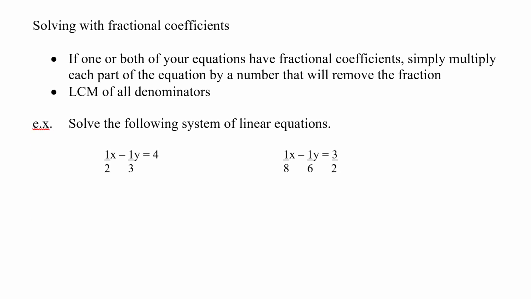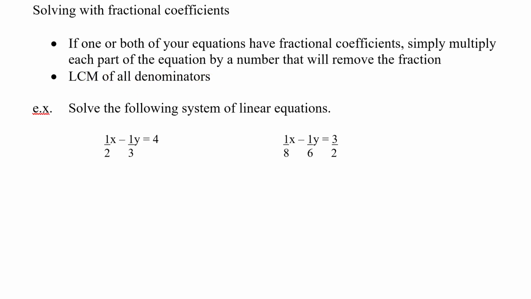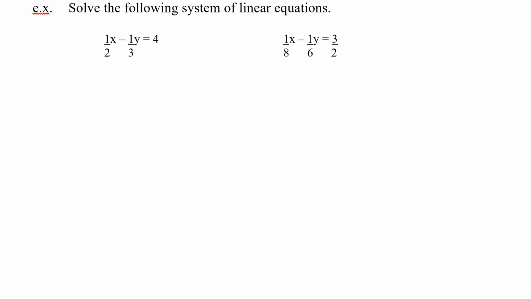In this case, we've got fractional coefficients. So you can see here that the numbers in front of my x and my y's are going to be fractions, not whole numbers. If you're in this situation, what you're going to do is find the LCM, the lowest common multiple, for all denominators. When you find the LCM for all denominators, you're essentially going to remove them. So let's see how this works.